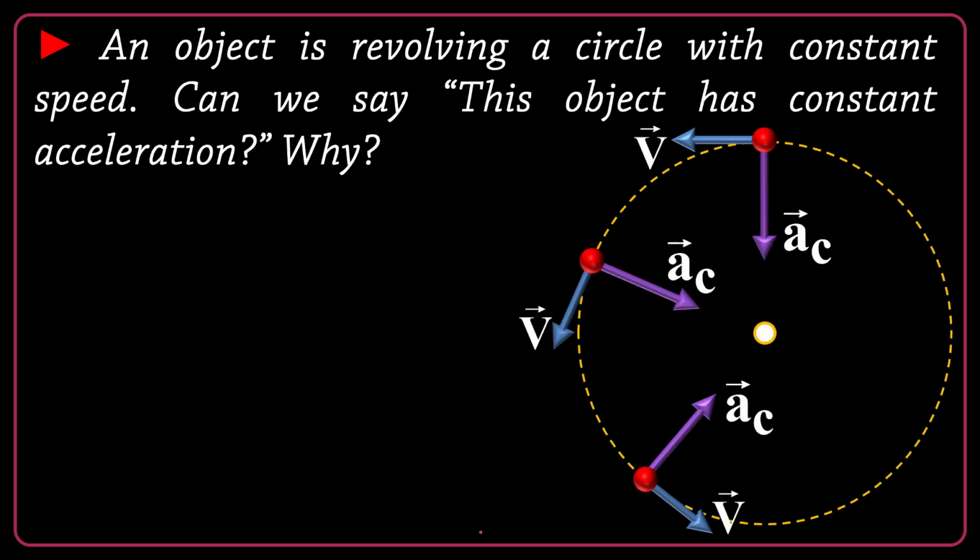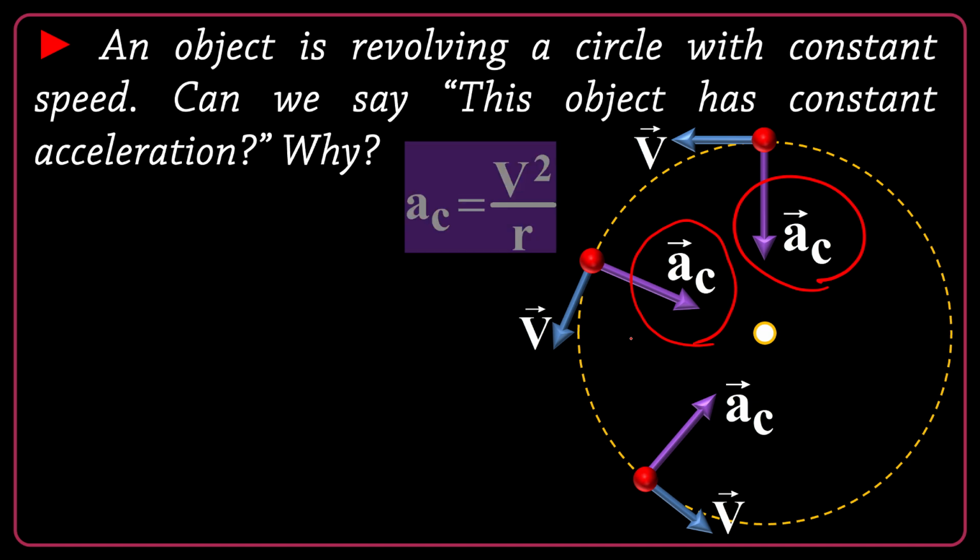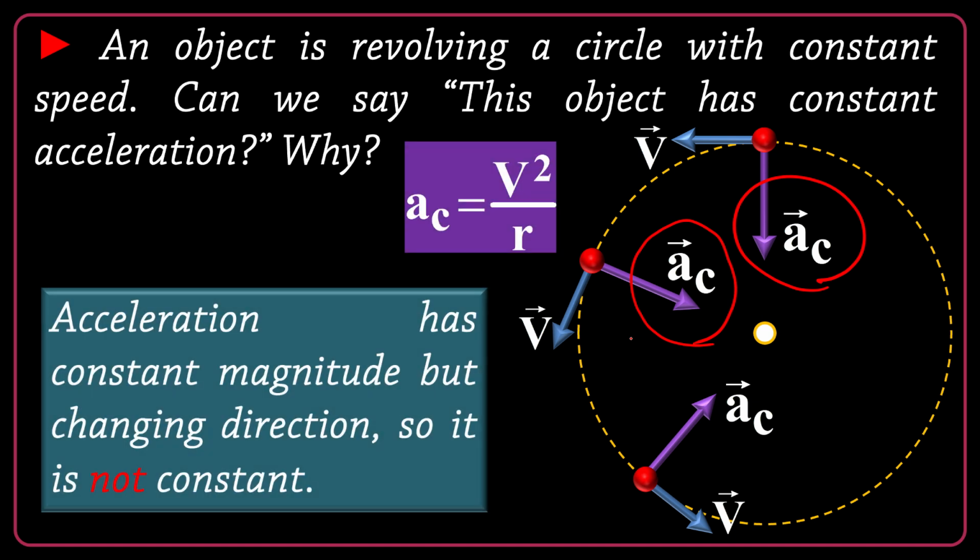Look, acceleration, rather than magnitude, also has direction. It's a vector. This acceleration has a different direction from the other one, so it is not going to be constant. Be very careful. Acceleration has constant magnitude but changing direction, so it is not constant acceleration motion. Keep in mind, it's very important.